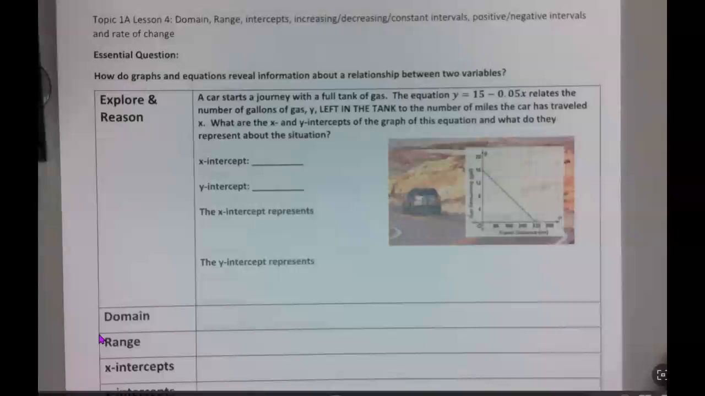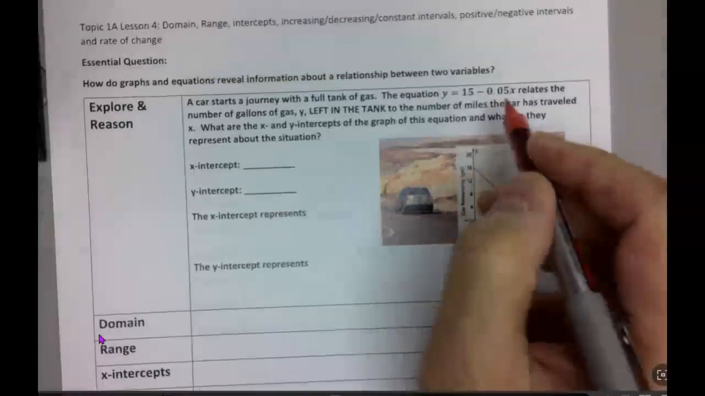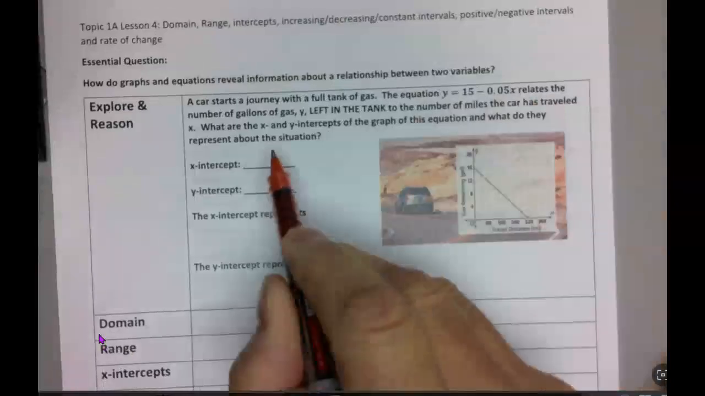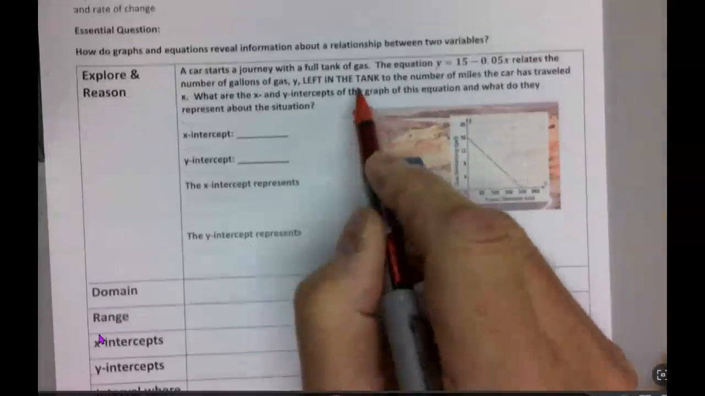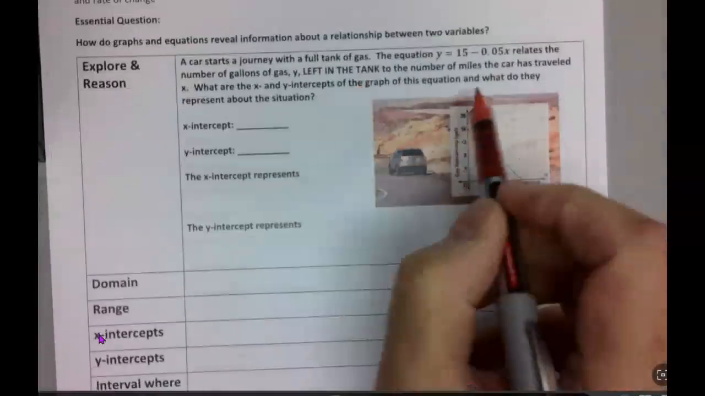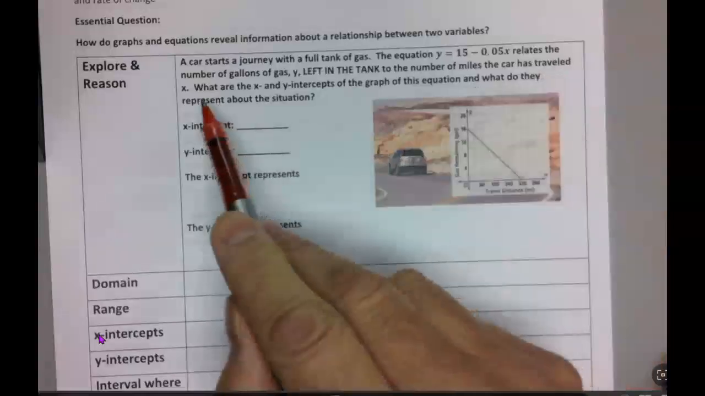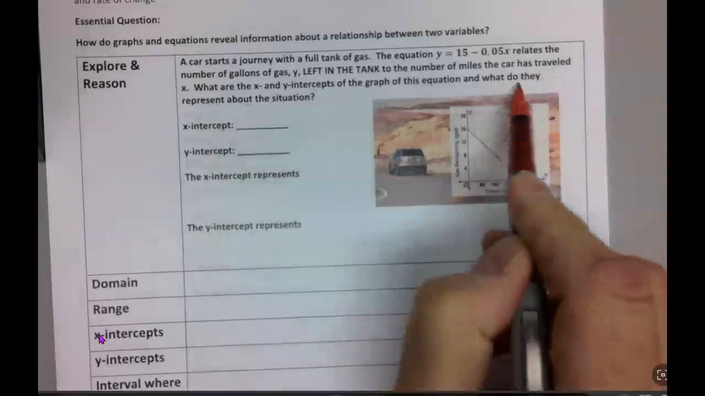A car starts a journey with a full tank of gas. The equation y equals 15 minus 0.05x relates the number of gallons of gas left in the tank and the number of miles that has been traveled. What are the x and y intercepts of the graph, and what do they represent?